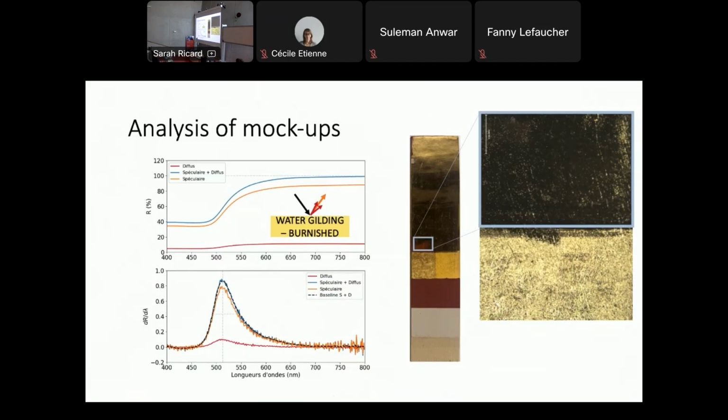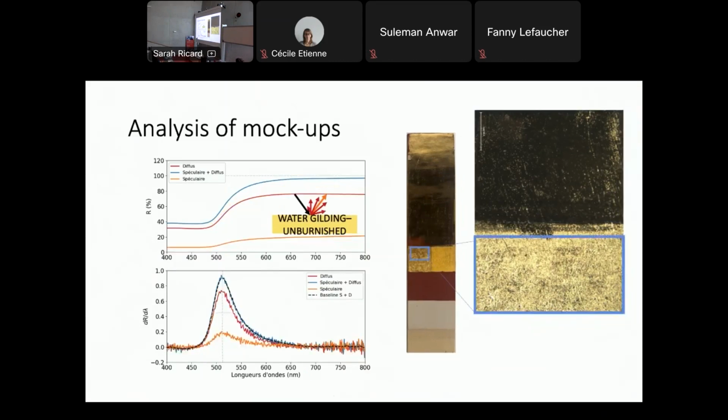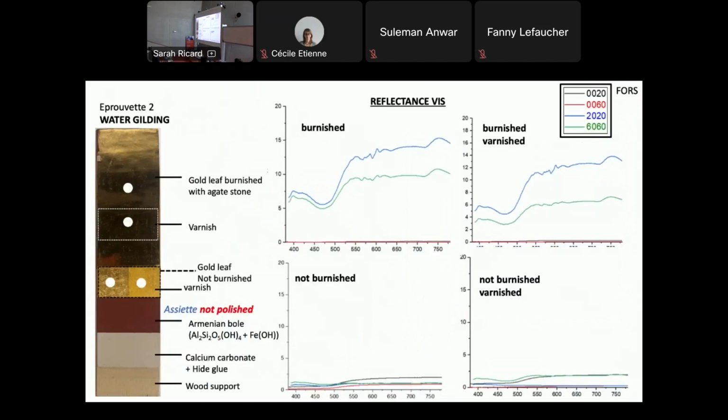For instance, with burnished water gilding, we have a very high peak of specular reflection that is much lower with unburnished surfaces. We also compared water gilding that is burnished with water gilding that is only varnished, not burnished, in order to grasp how burnishing has a very strong effect on the specular reflection.